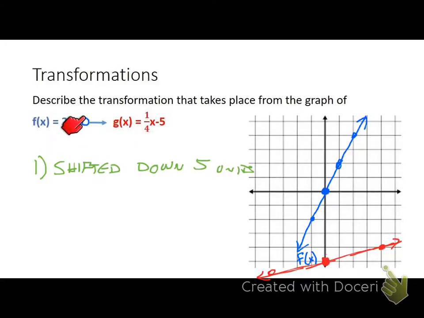This y-intercept controls the vertical shift. As this number increases, our function shifts up. As this number decreases, our function shifts down. Since we went from 0 to -5, our function shifted down 5 units.